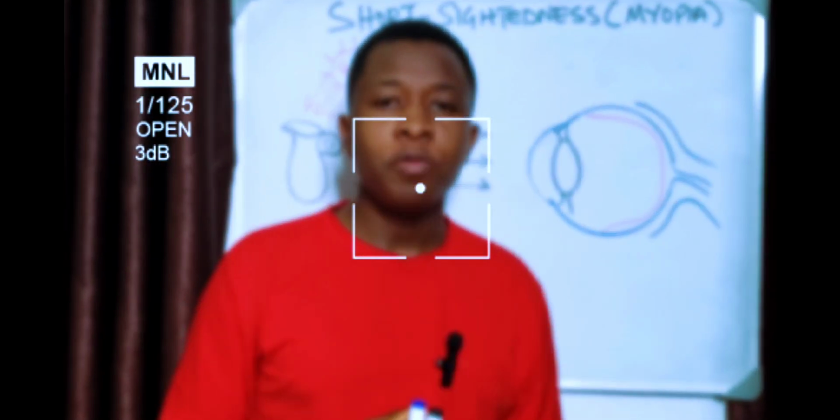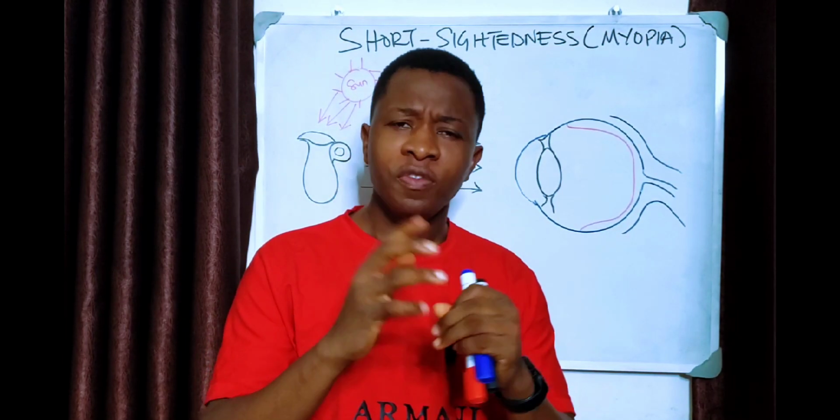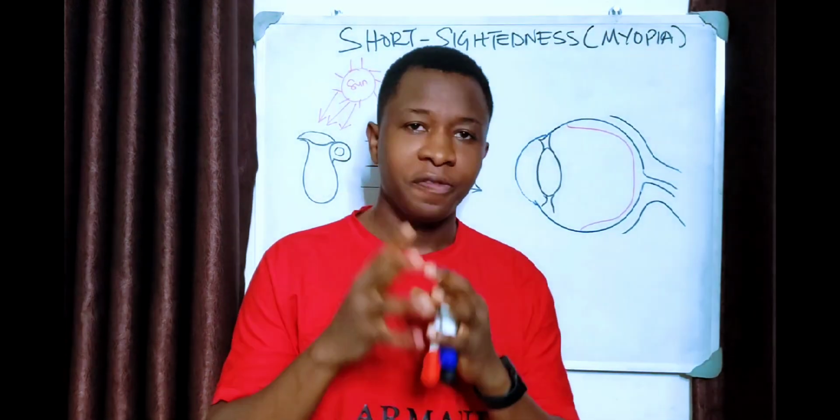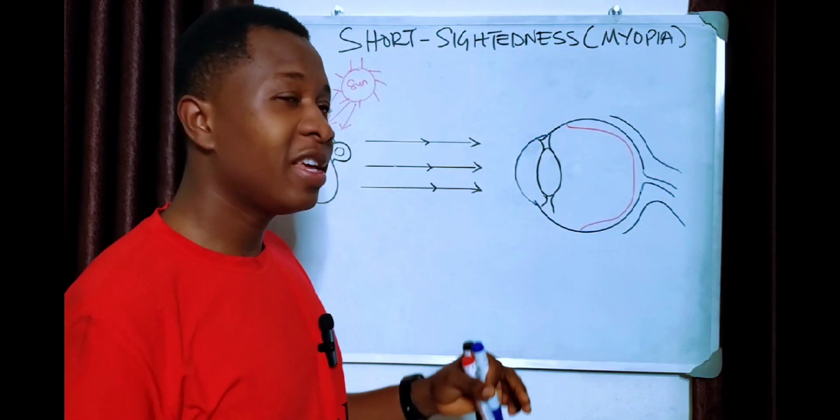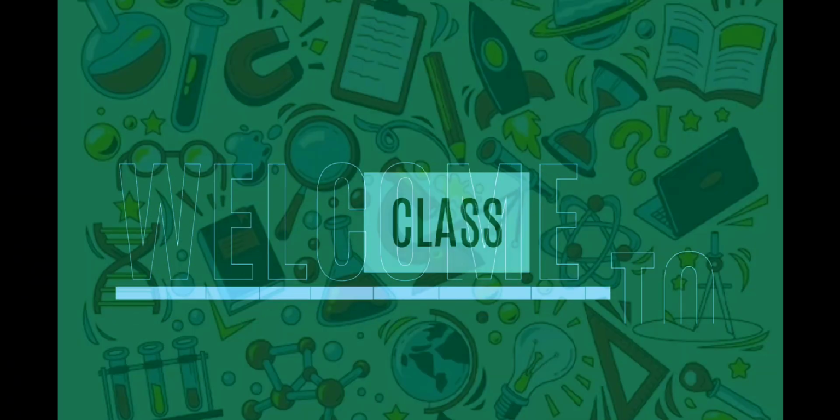Hello guys, in a few minutes let's take a quick look at one of the most prevalent eye defects in the world today, and that is short-sightedness, also known as myopia.